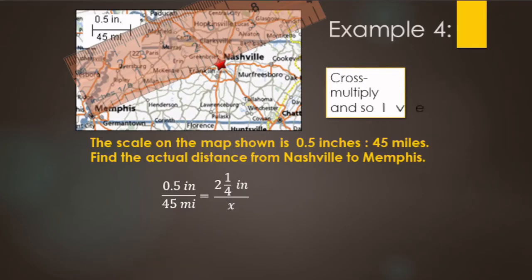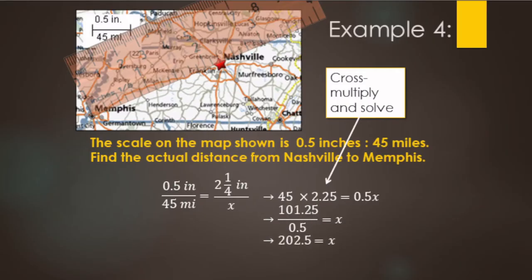So now that we've set up our proportion, it's just cross multiply and solve. You can change this to decimals if you want. These numbers are kind of awkward to deal with, and so you're probably just going to end up using a calculator. Generally speaking, 0.25 is easier to do in a calculator than 1/4, so I recommend changing it to a decimal. And then 45 times 2.25 and then divided by 0.5. So there's 101.25 and then divided by 0.5. So Memphis to Nashville is going to be 202.5 miles.